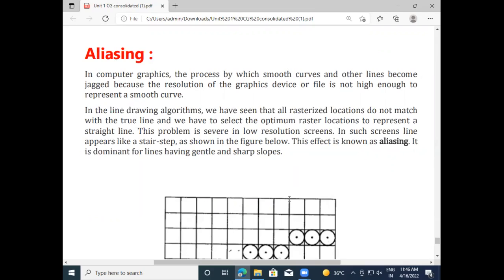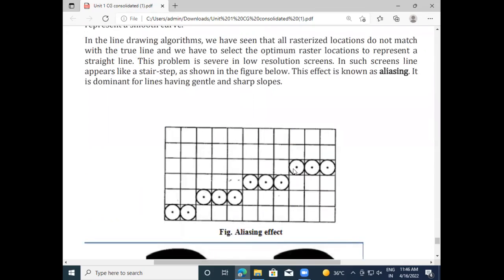As we know, whenever we are dealing with computer graphics, every pixel is connected with other pixels. Here you can see that this pixel is connected to this pixel, but there is a gap between these pixels. Because of that gap, if we are using a low resolution display, then the image looks like a jagged image, or a scattered image. That is nothing but the aliasing effect.